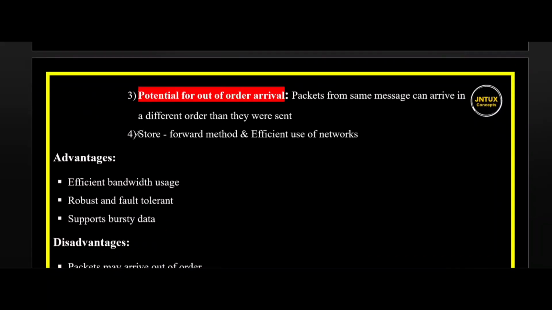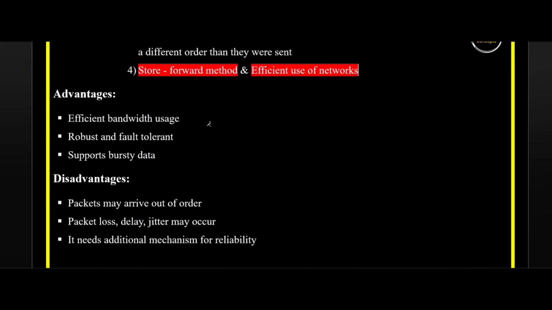The next key characteristic is the store and forward method. We have discussed that they don't directly send the packets. At first they store them, and then they forward them to the destination or to the next stop. Packet switching networks use the network efficiently. There are advantages of packet switching networks: efficient bandwidth usage, robustness and fault tolerance, and support for bursty data.